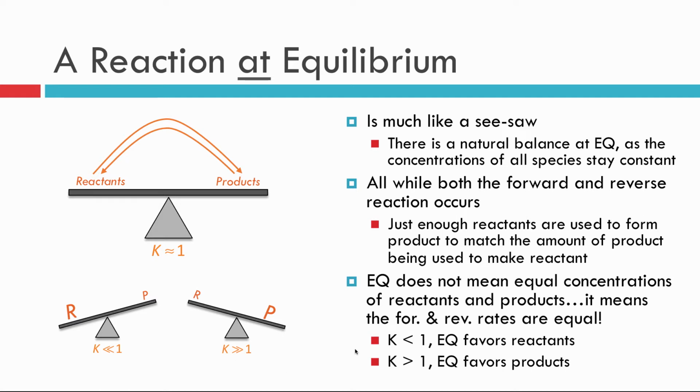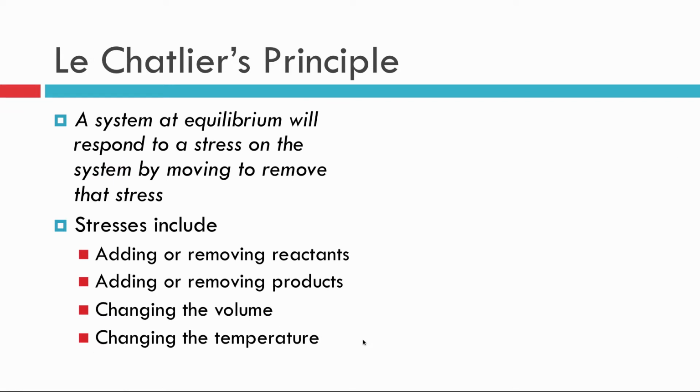So that's where we get terminology like: at equilibrium, if K is less than 1, the reactants are favored, or if K is much greater than 1, then the products are favored. So just some terminology there, but we have to keep in mind that it's much like a seesaw. And a seesaw, if we do something to the seesaw, it will go out of balance. And so will our equilibrium if you're to change the conditions in some way.